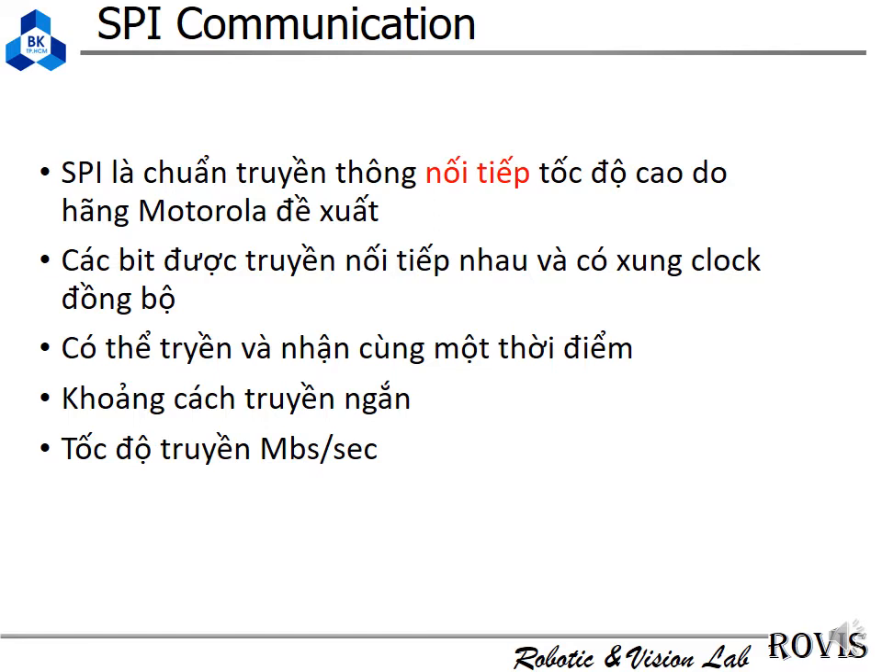So this is another serial communication, but it has high speed, and it has its own clock and the data, and it has the advantage that it can be full duplex. That means it can send and receive at the same time. But the distance for transmission is very short, but the speed is very high, in megabits per second.